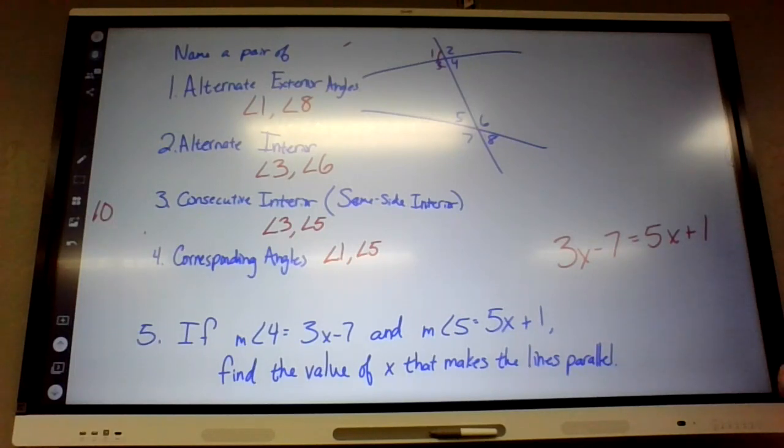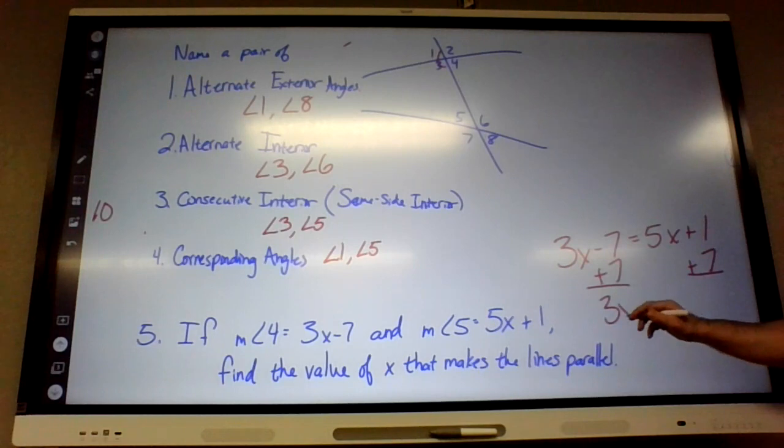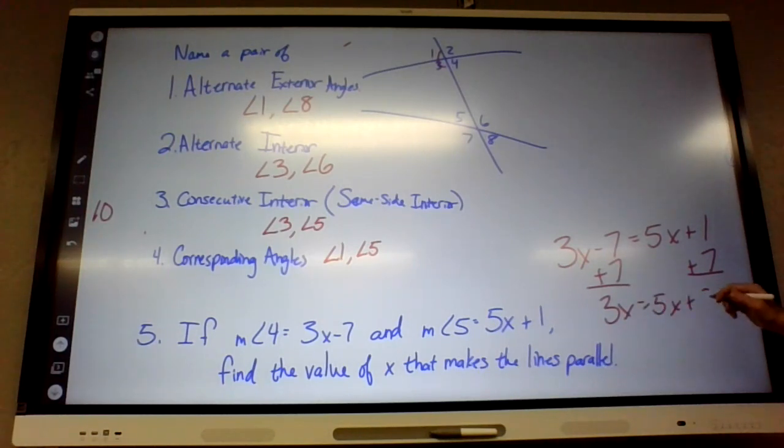All right, Paxton, how about you walk me through this? Okay, I got you. So first you add 7 to both sides, and then subtract 5x.